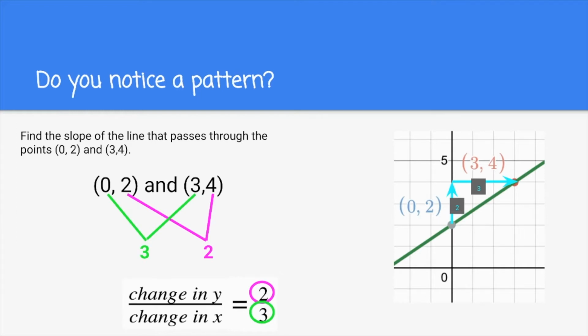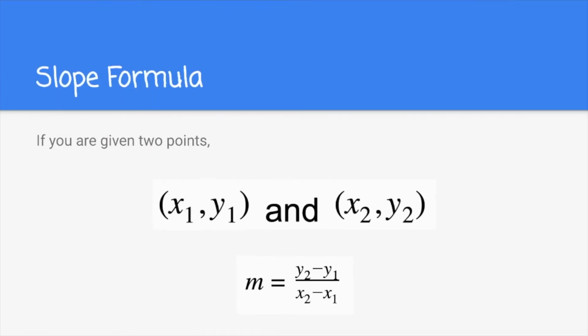So this works for every single problem. We can actually use this formula if we have an xy value and a second xy value. If I find the difference in my y values over the difference in my x values, that is another way to find the slope, just by subtracting the y's over the x's.